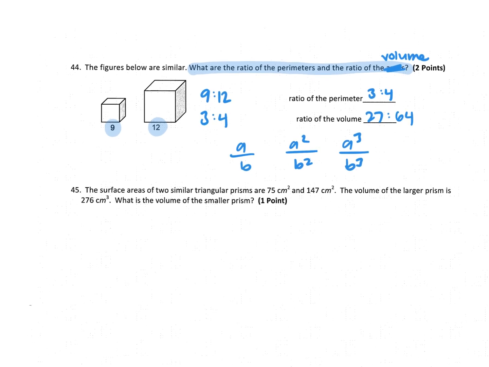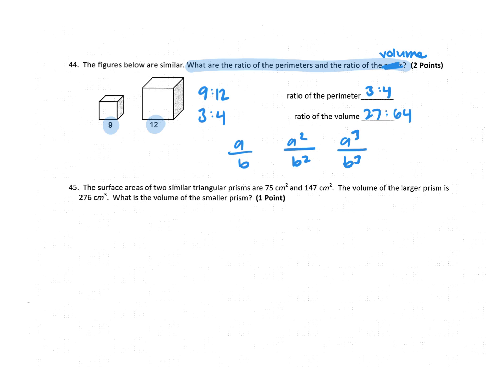Now it says the surface areas of two similar triangular prisms are 75 and 147. The volume of the larger prism is 276 centimeters cubed. What is the volume of the smaller prism? So my area ratio is A squared over B squared, which for us in this case is 75 over 147. So now what we need to do is simplify that fraction if we can.